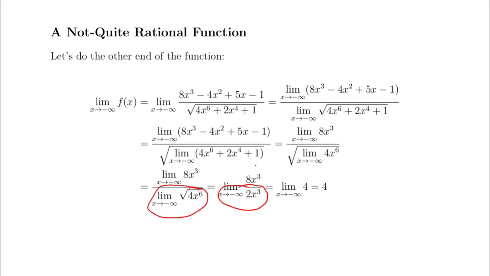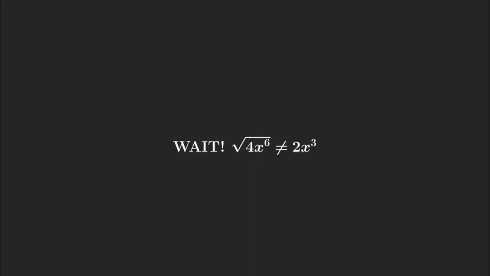The problem is that the square root of 4x to the 6 is not actually 2x cubed. And you might be looking at the screen going, wait a second. Yes, it is. The square root of 4 is 2. The square root of x to the 6 is x cubed. But that's not actually true. In fact, the square root of x squared is not x. And that's really what this boils down to.